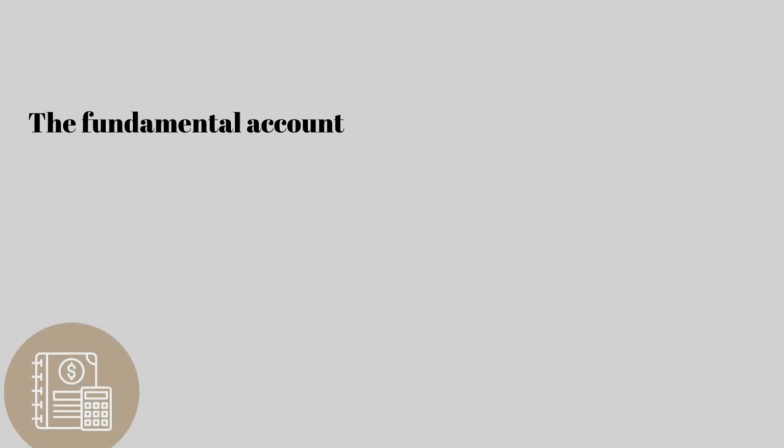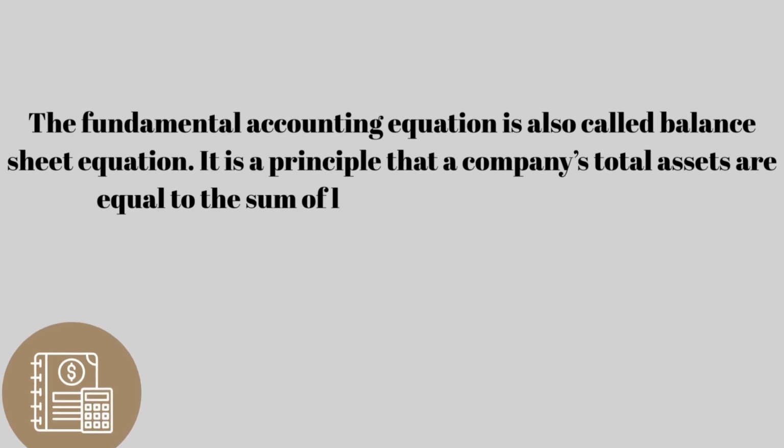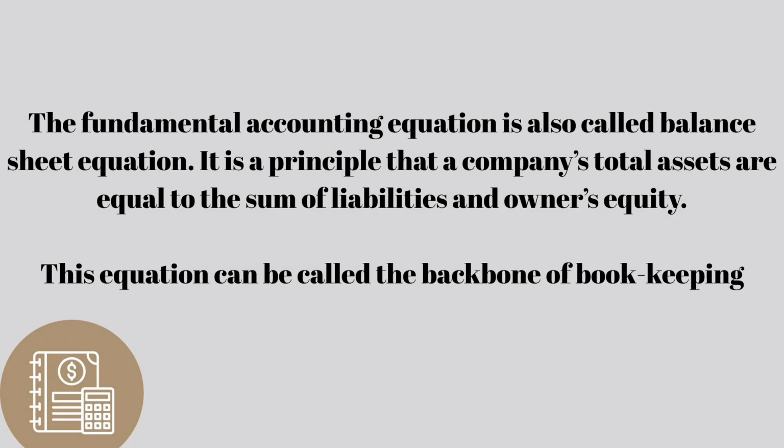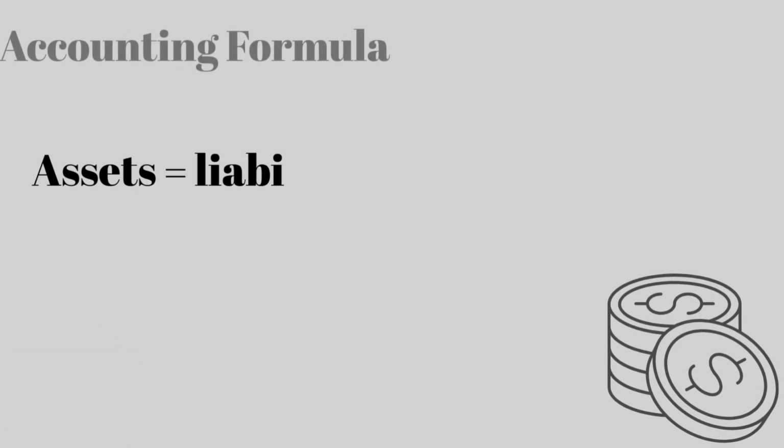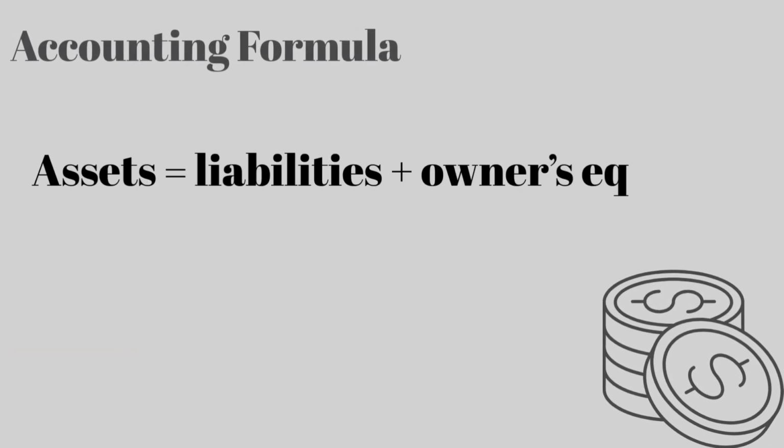The fundamental accounting equation, also known as the balance sheet equation, is a principle that a company's total assets are always equal to the sum of its liabilities and its owner's equity. This is also known as the backbone of bookkeeping. Now let's break down the elements of the accounting equation.